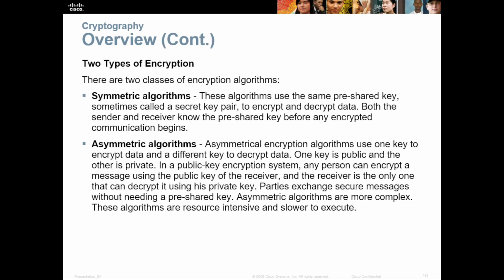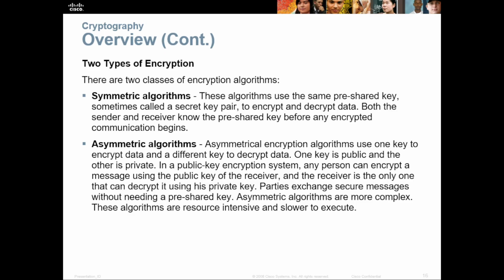So let's look at two types of encryption. There are two classes of encryption algorithms: the symmetric algorithms and asymmetric algorithms. You need to understand the major difference is that the symmetric algorithm uses the same pre-shared key, also called the secret key, to encrypt and decrypt data. Which means both the sender and the receiver know the pre-shared key before any encrypted communication begins. The asymmetric algorithm uses one key to encrypt the data and a different key to decrypt the data. So one key is public and the other is private.